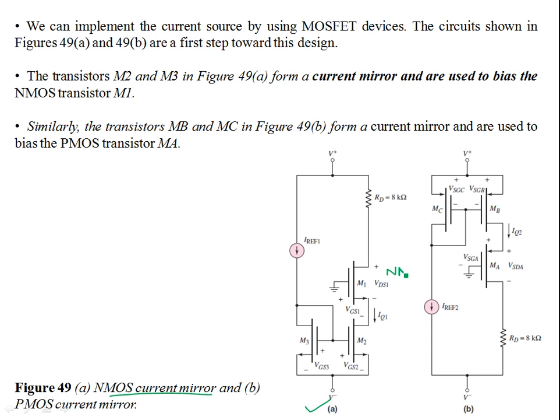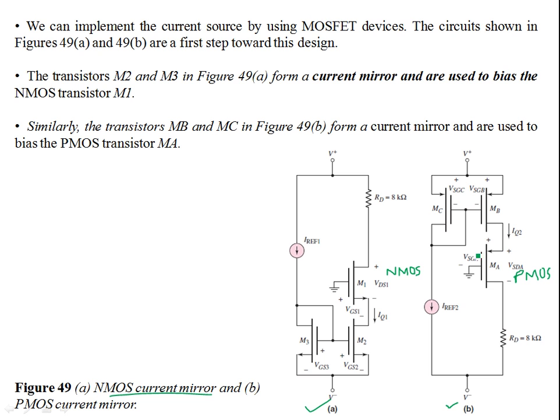So M1 transistor is an N-channel MOSFET device. In circuit configuration B, you see that MA is a PMOS device. You see the direction of the current is the other way around as compared to NMOS.